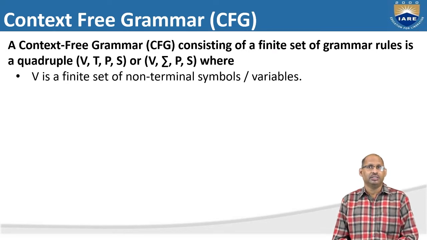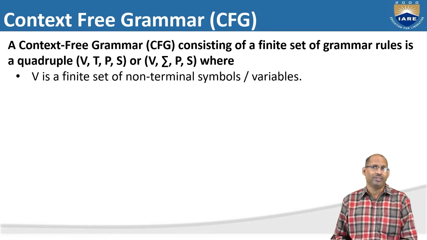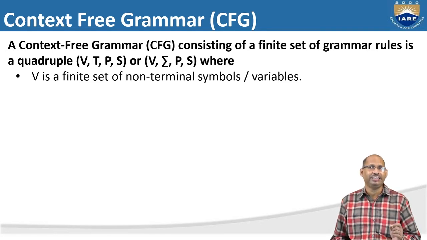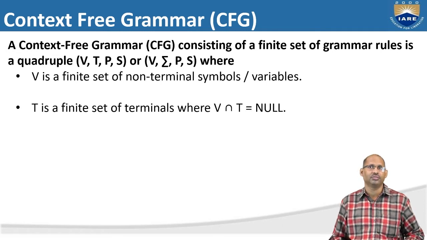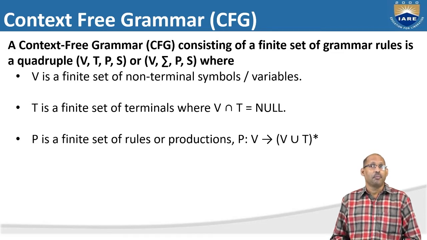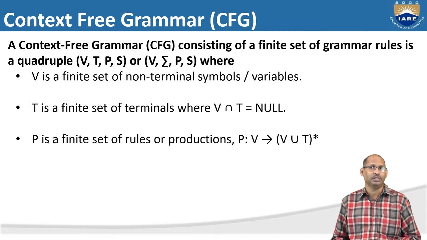VTPS: variables, terminals, productions, and start symbol. Here the first one is variables. V is a finite set of non-terminal symbols, the variables. T is a finite set of terminals, where V intersection T equals null. P is a finite set of rules for the productions. V means a set of variables or non-terminals. T means a set of terminals. The intersection of variables and terminals should be null.